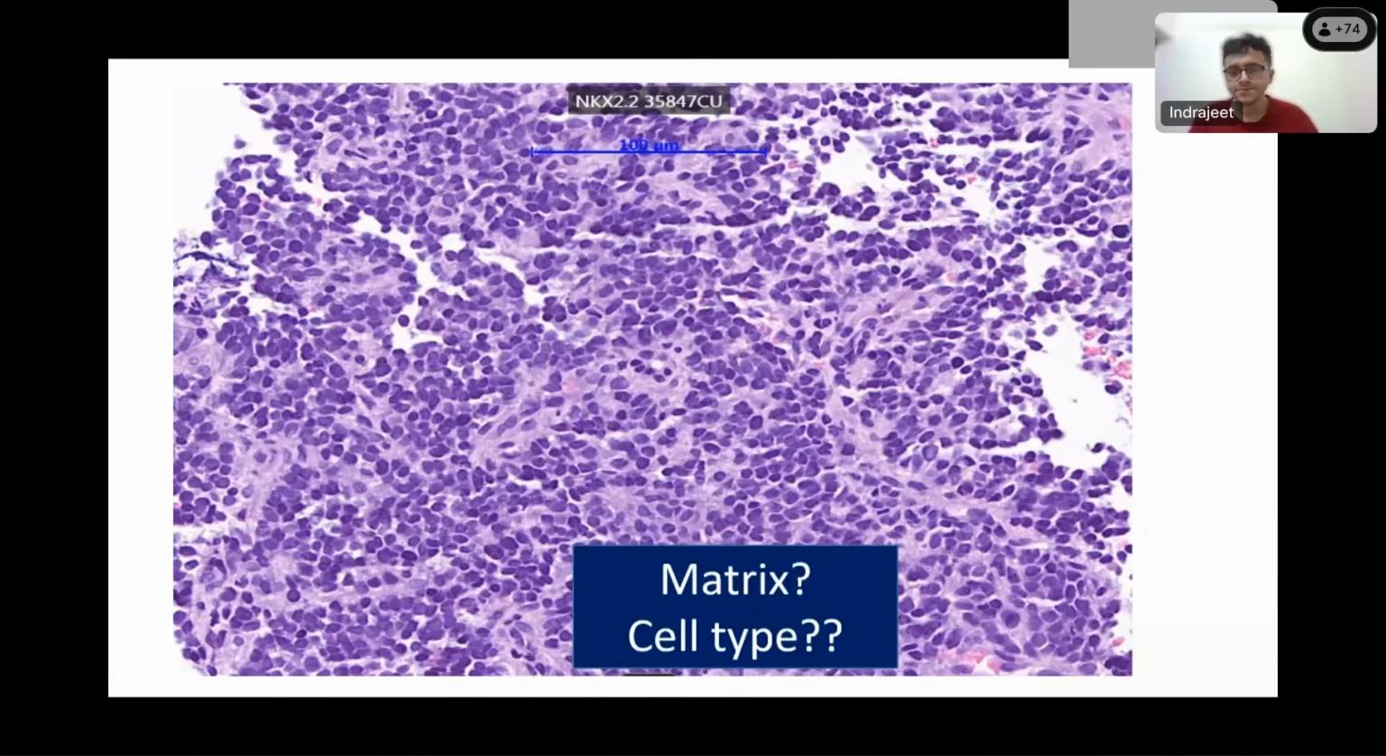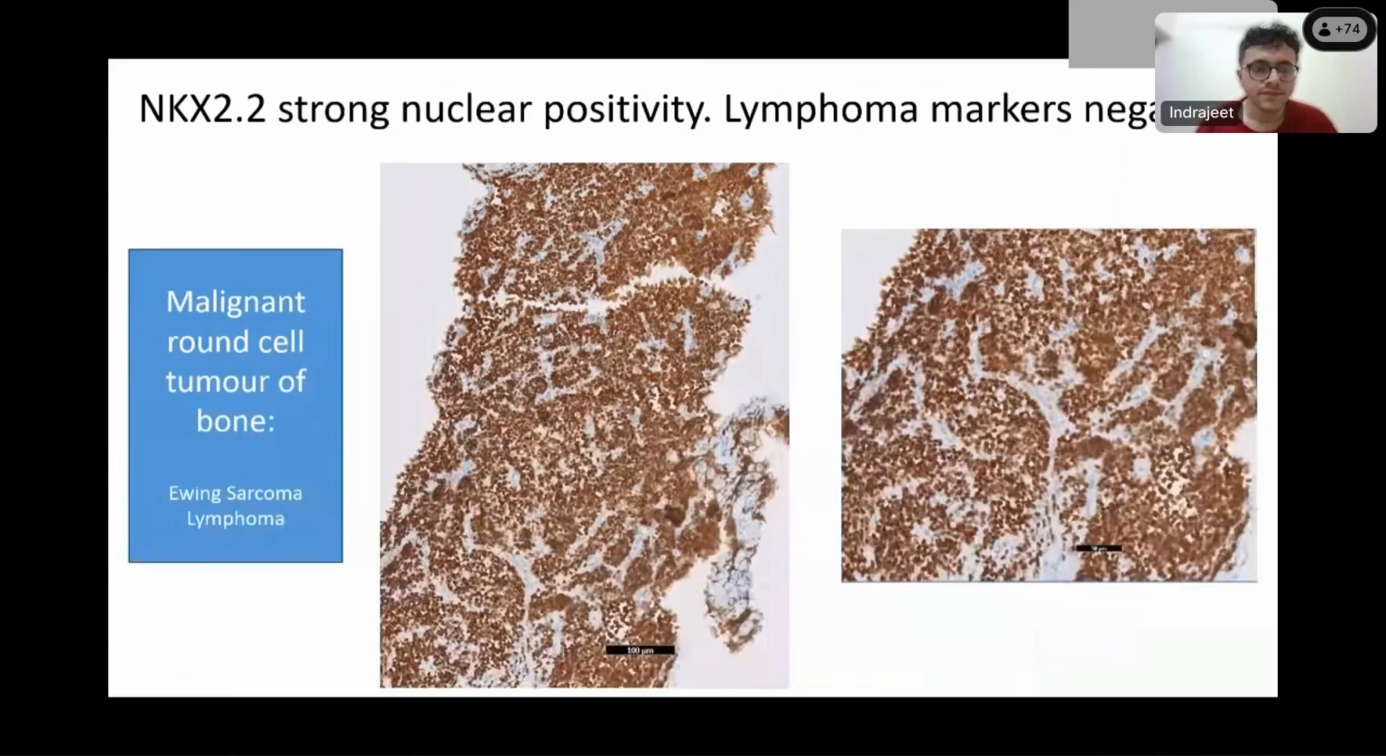Differential. At any site, be it soft tissue or bone, lymphoma should be your immediate differential diagnosis. And then obviously a small cell osteosarcoma in this age group. So this is NKX 2.2 nuclear positivity. And what is this marker for? This is a specific marker for Ewing sarcoma.